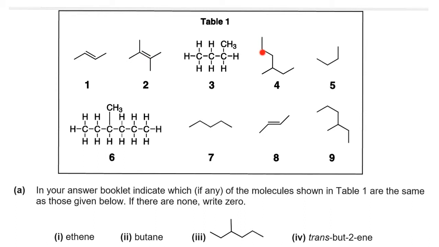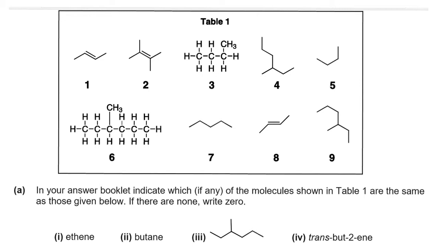Molecule 4, the longest chain is 1, 2, 3, 4, 5, 6, so that fits, and we've got a methyl group coming off the third atom over here if you count from this end, so it seems that that matches the criterion for being molecule III. Molecule number 5 is butane, as we said earlier, it's too short. Molecule number 6, 1, 2, 3, 4, 5, 6 carbon atoms in a row, and the methyl group on the third atom. So again, that's consistent with being molecule number III.